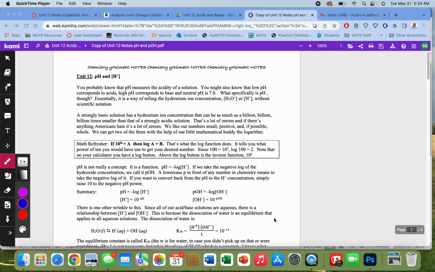It's like, oh, that base is just horrible. We're going to give it a pH of 14 or something like that, as if that gets it kicked off the island. But in fact, pH is just a mathematical translation of H plus concentration into a small number. And you're going to see how it works in just a second here.